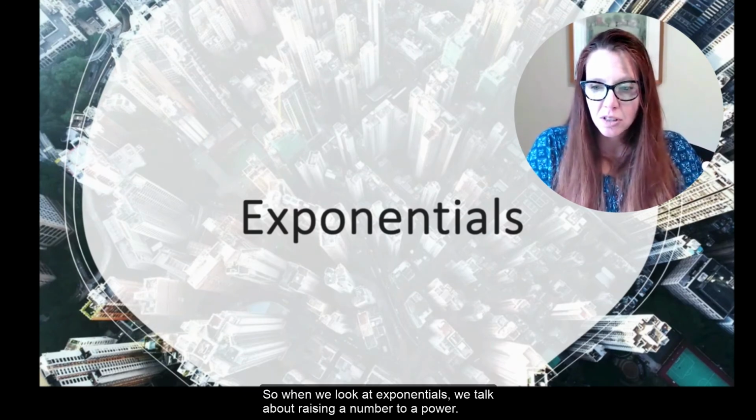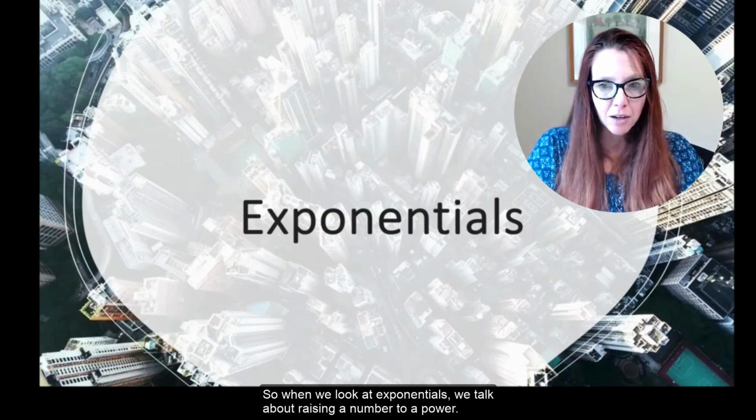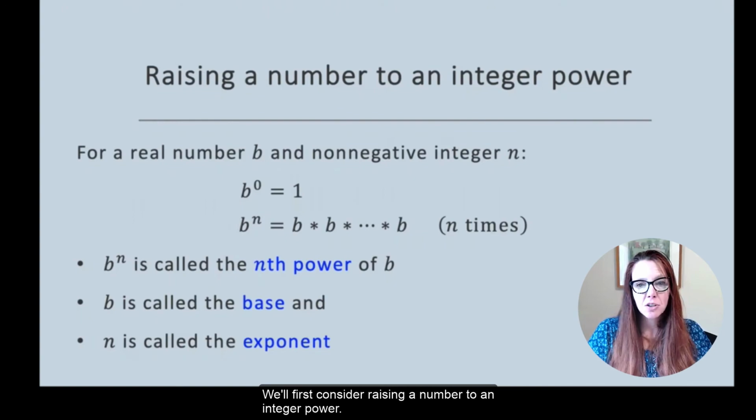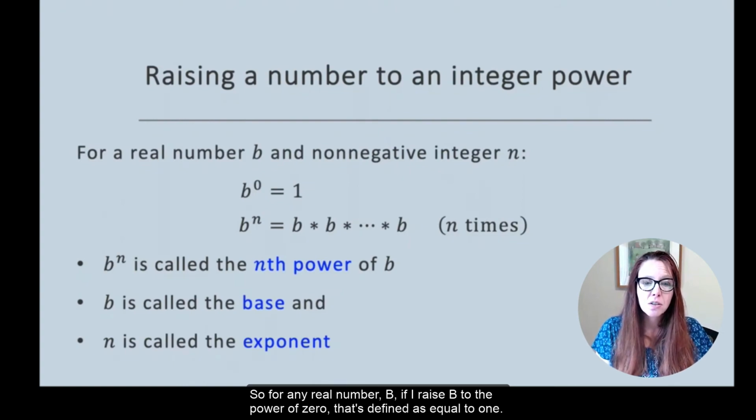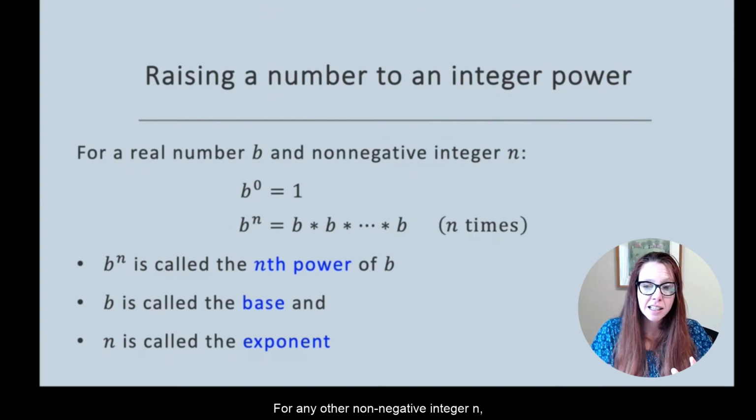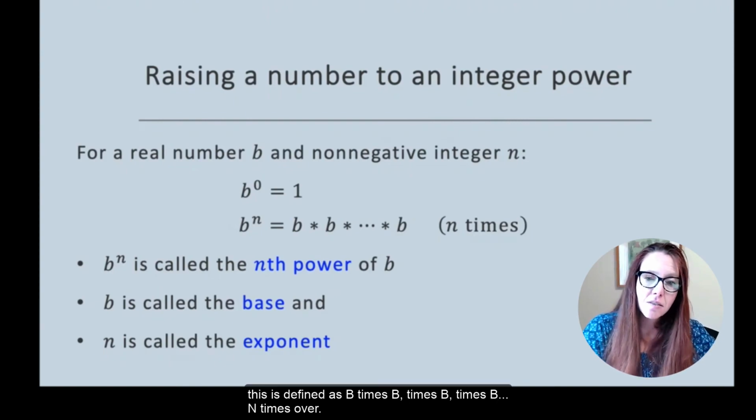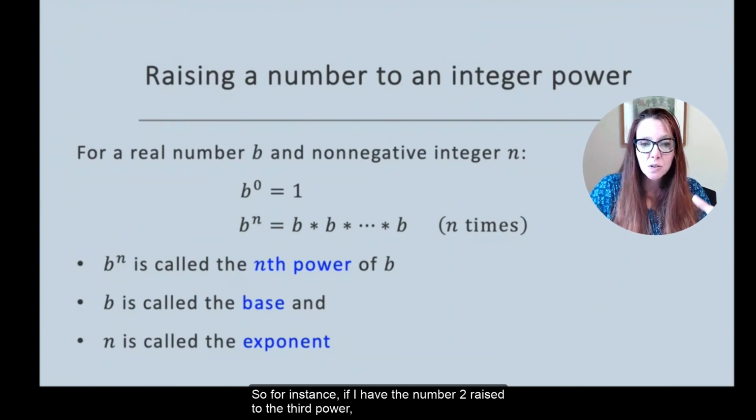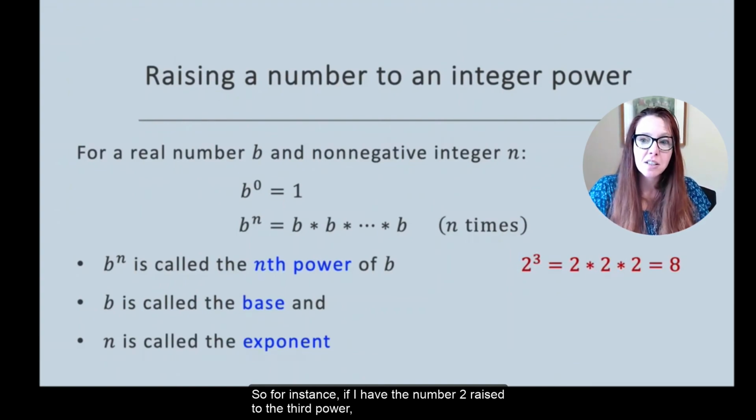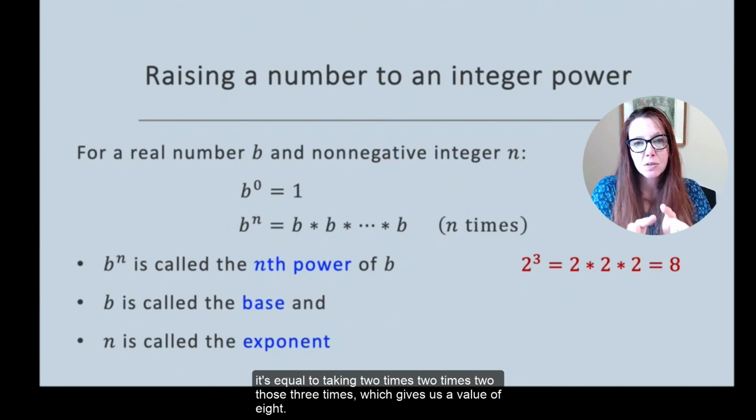The next bit of notation is exponents. So when we look at exponentials, we talk about raising a number to a power. We'll first consider raising a number to an integer power. We define raising a number to the power of 0 as being equal to 1. So for any real number b, if I raise b to the power of 0, that's defined as equal to 1. For any other non-negative integer n, this is defined as b times b times b, n times over. So for instance, if I have the number 2 raised to the third power, it's equal to taking 2 times 2 times 2, those 3 times, which gives us a value of 8.